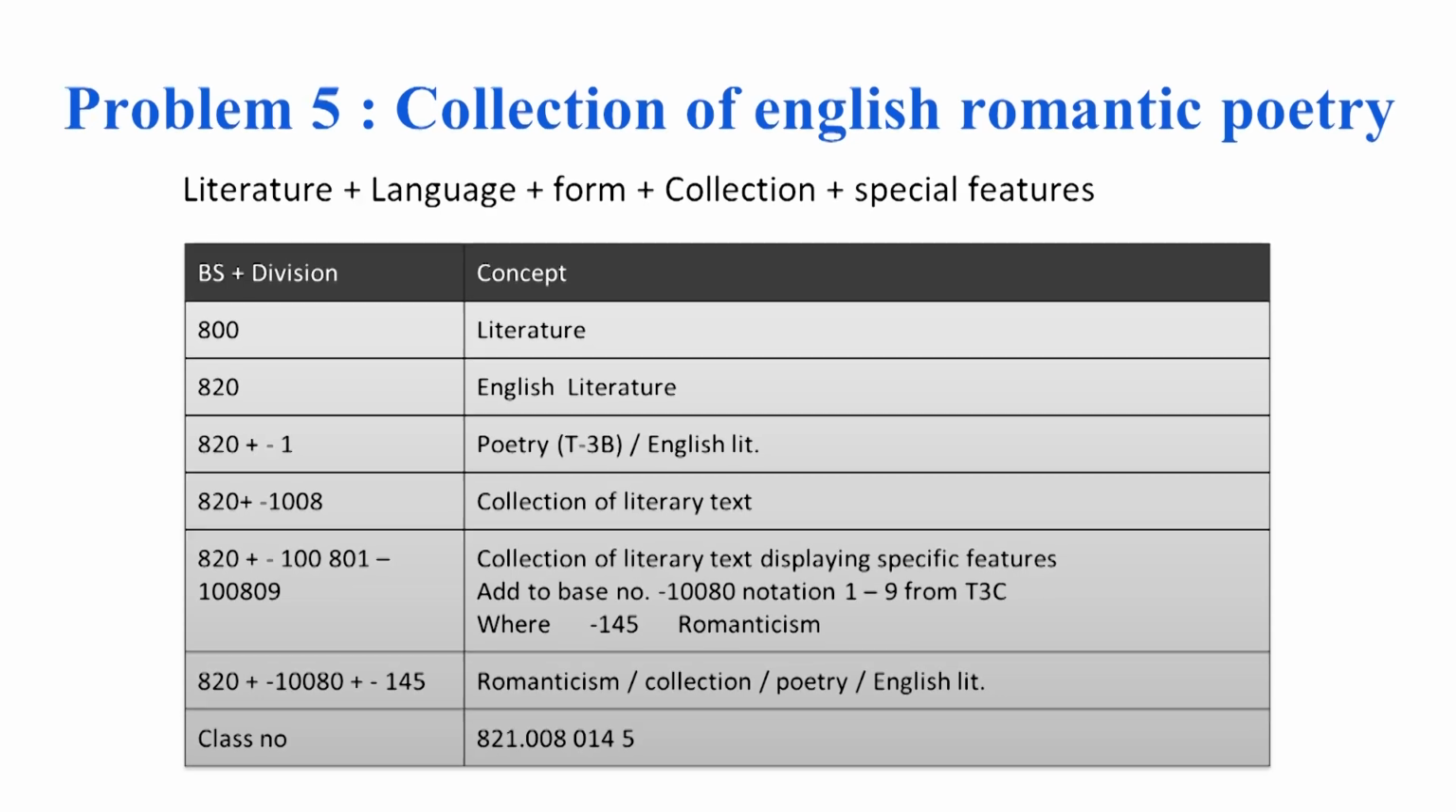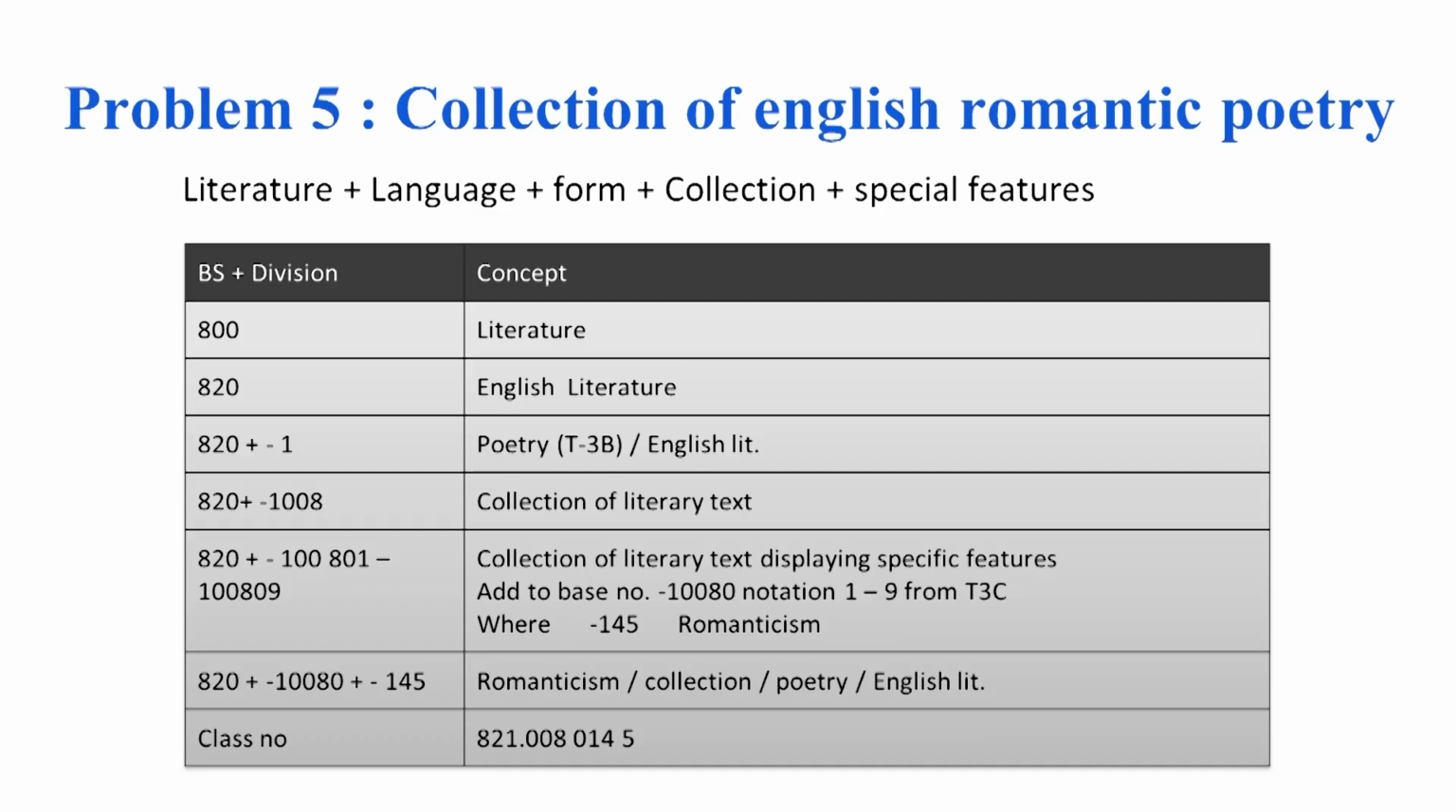From the add note it is given that add to base number 1008 this total number. With this total number, a number to be added from table 3C, that we will obtain from 1 to 9, where we find that -145 means romanticism. So this romanticism would be added with the -10080 notation. So we will again write 820, that means English literature. With this we will add the number -10080. With this number poetry is there and collection is there.